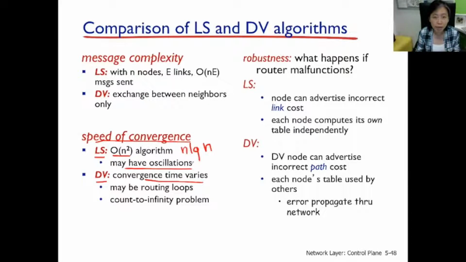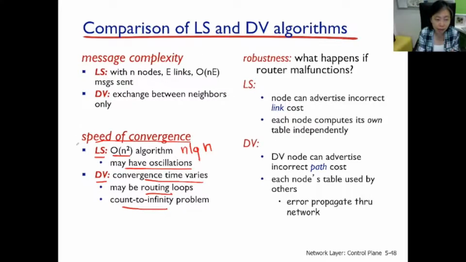What if we have bad news that we need to propagate through the network? Then we could run into the count to infinity problem. And during the phase of counting to infinity, the packets will be looping from router to router. So in distance vector, the convergence time is a little bit hard to predict. It really depends on the situation.